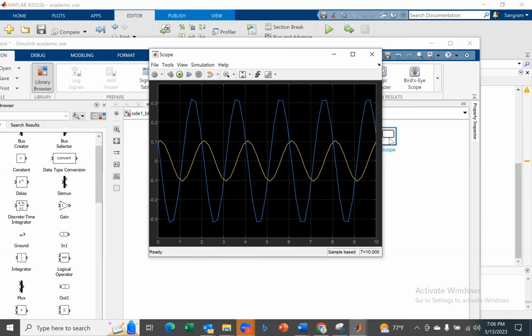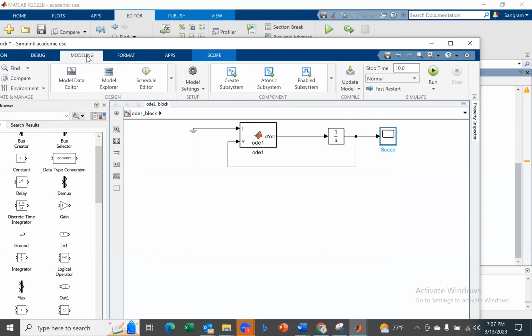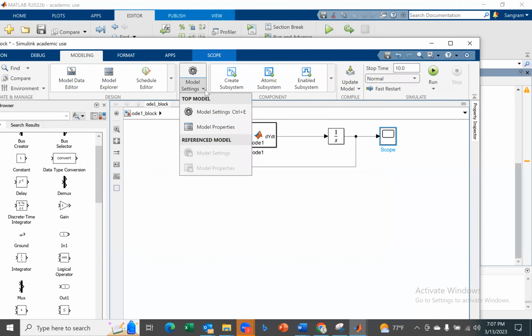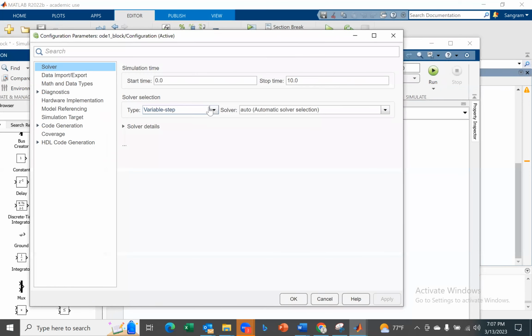Okay, online students, are you able to see all these steps? Why are there slight sharp peaks? Because we did not adjust the integration. So if you want to adjust the integration, go to model settings, and then you can tune the integration parameters.